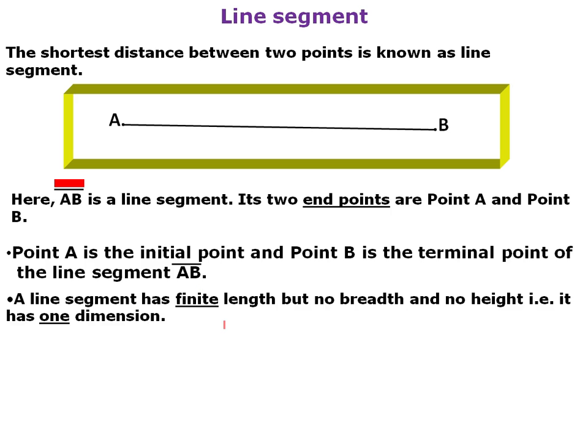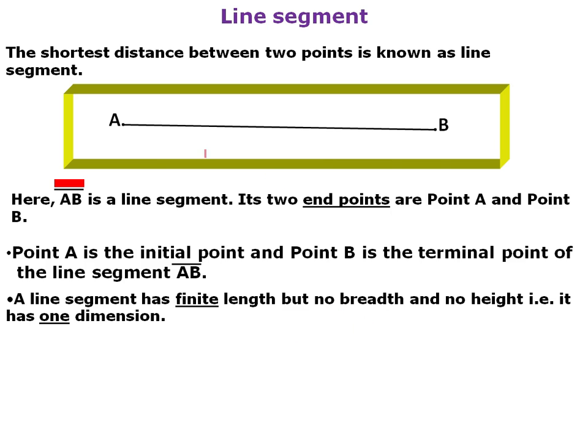A line segment has finite length. It has limited length, whatever the length may be. But it must have finite length because it has two endpoints. So we can measure this distance. It has finite length, but no breadth.